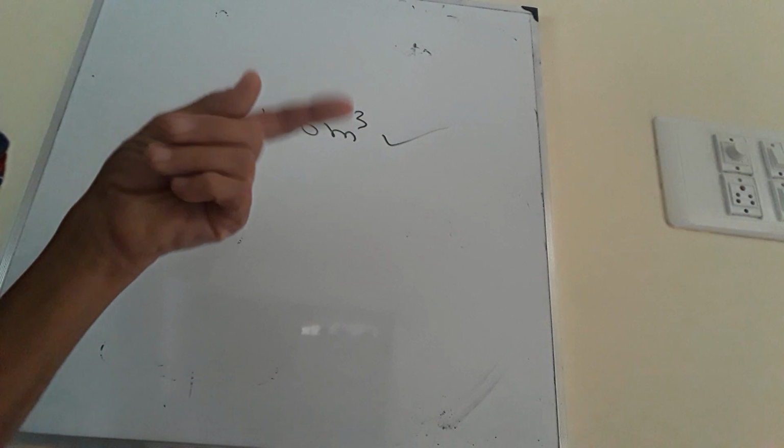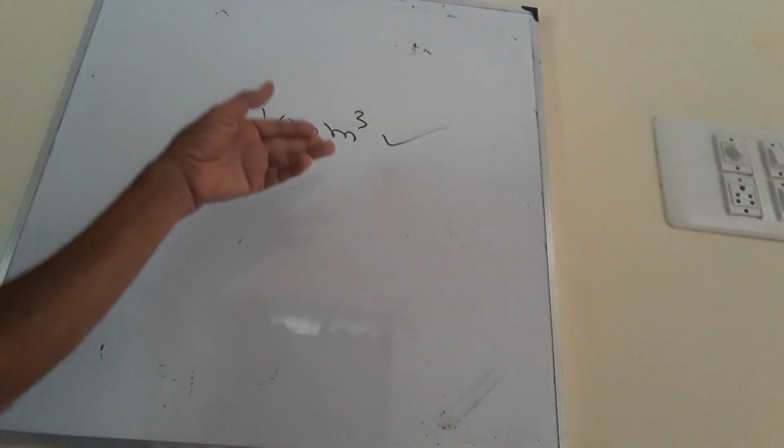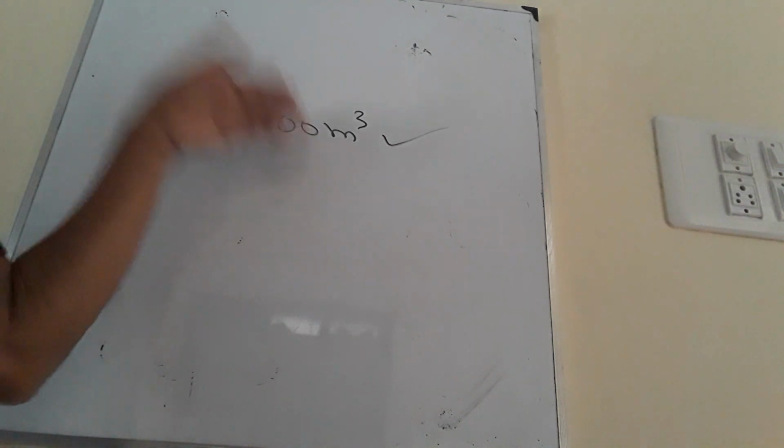But by steady state design, we had to choose the 33. But overall, when you find out the payback period, 100 meter cube is better. Therefore, industry will choose this 100 meter cube.